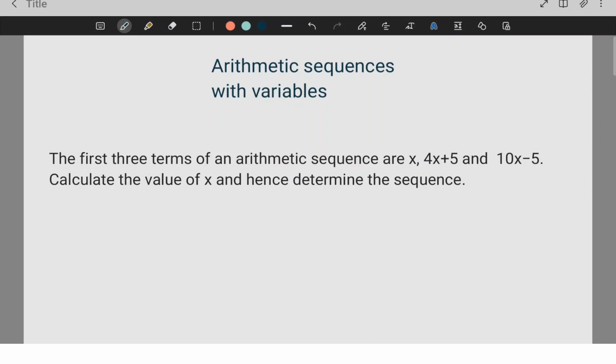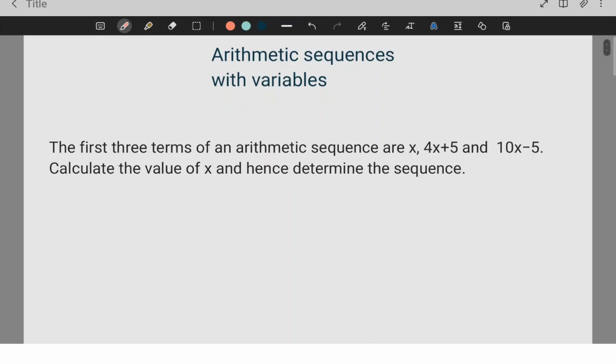We are doing arithmetic sequences with variables, which means sometimes they will give you the arithmetic sequence in terms of x or y or p or k or any other letter. These letters we call variables. I'm going to do this question with you. Let's look at our example.